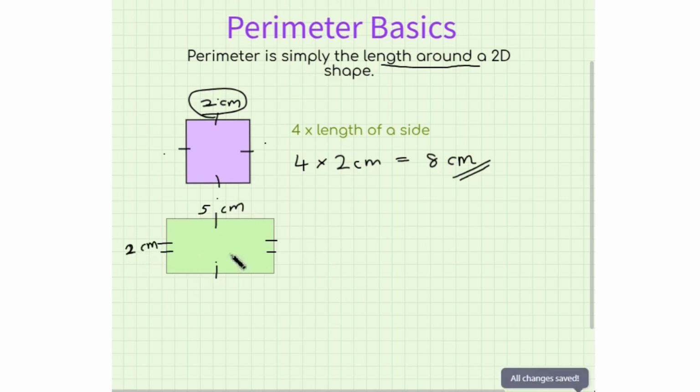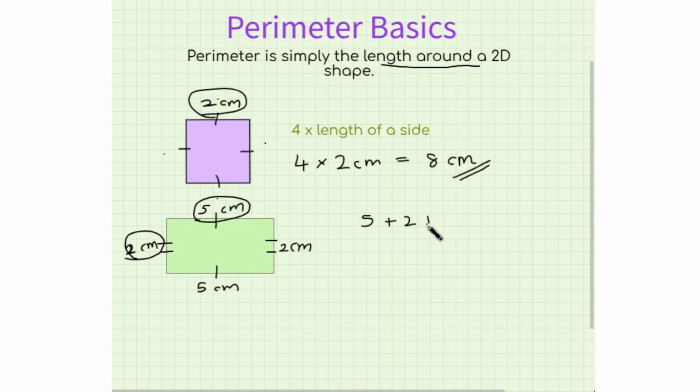All right. So if this side is 5 centimeters, we know this side is also 5 centimeters, and if this side is 2 centimeters, we know this side is also 2 centimeters. That is what a rectangle is basically, right? So to find the perimeter here, you would do 5 centimeters plus 2 centimeters plus 5 centimeters plus 2 centimeters, because for the length around the object, you have to add up all the sides together, right? So you would get 14 centimeters as your answer when you add these up.